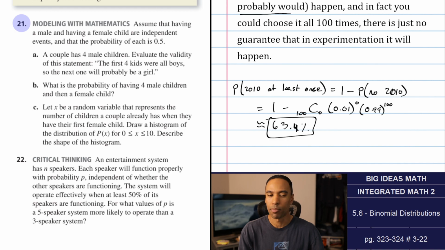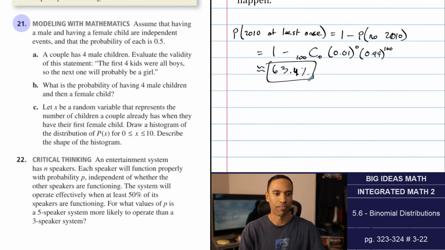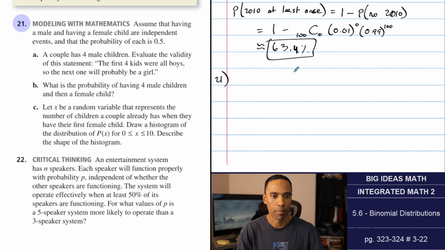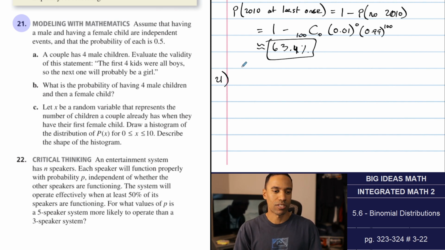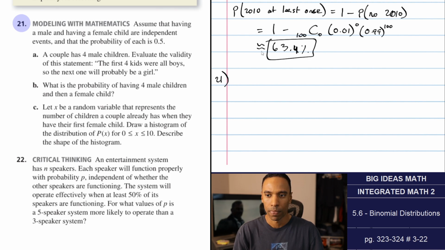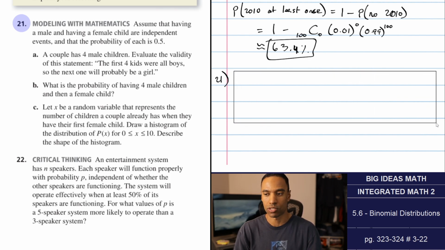All right, 2 more questions. Number 21, modeling with mathematics. Assume that having a male and having a female child are independent events, and the probability of each is 0.5. Part A, a couple has 4 male children. Evaluate the validity of this statement: the first 4 kids were all boys, so the next one will probably be a girl. Well, the events are independent, so this statement's invalid.